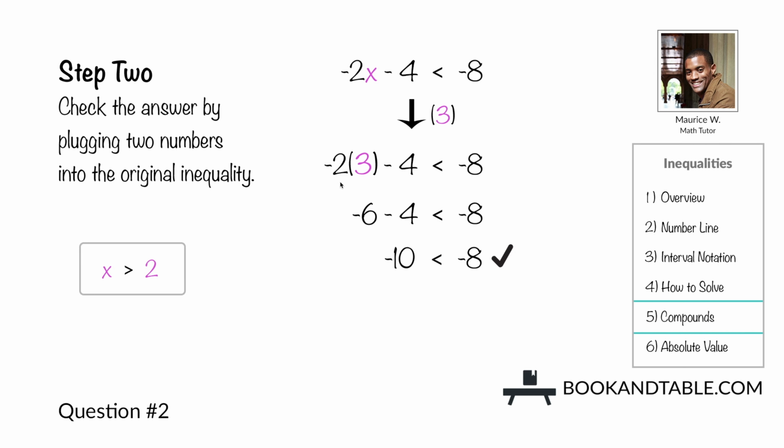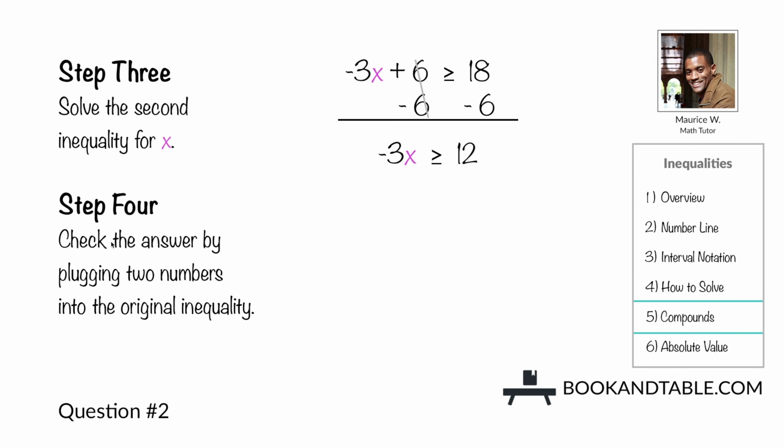We get negative 2 times 3, which is negative 6. Negative 6 minus 4 is negative 10, leaving us with the true statement, negative 10 is less than negative 8. So this inequality is true. So x is greater than 2 is the first answer to question number 2.